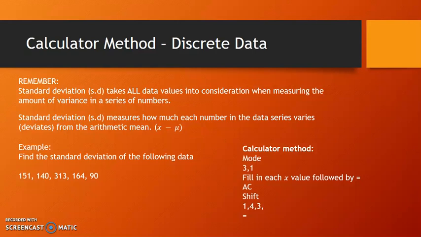Then press the AC button, followed by Shift, and finally 1, 4, 3, and press the equals button to give you your standard deviation, which should be, to 2 decimal places, 75.01. So the standard deviation of the data is 75.01.